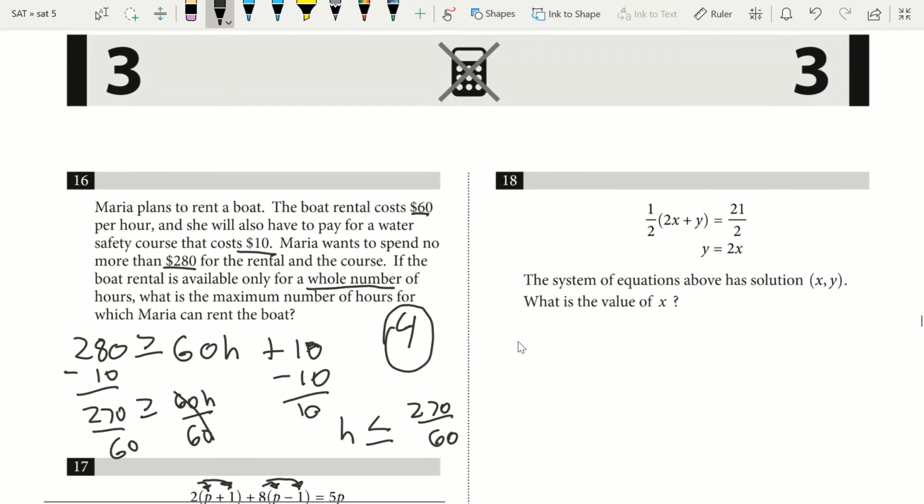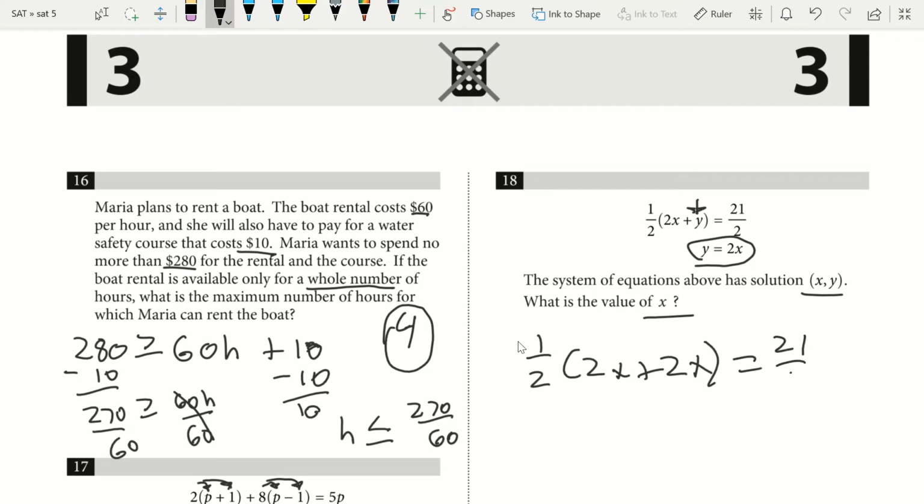Question 18. The system of equations above has solution x, y. What is the value of x? Alright, well to solve for x we can go ahead and substitute into our equation here, our y equals 2x for our y right here. So we're going to have 1/2 times 2x plus 2x, because y equals 2x, equals 21 over 2.